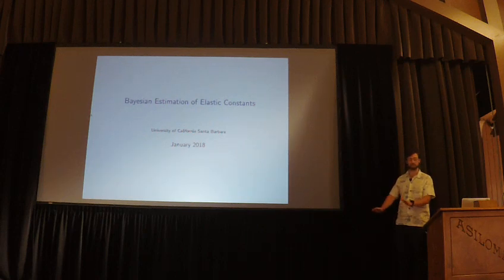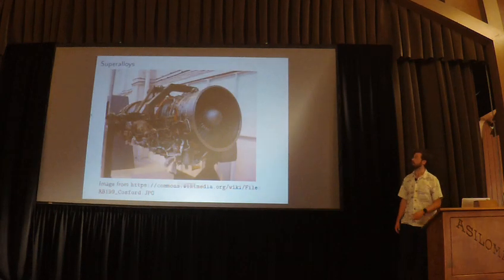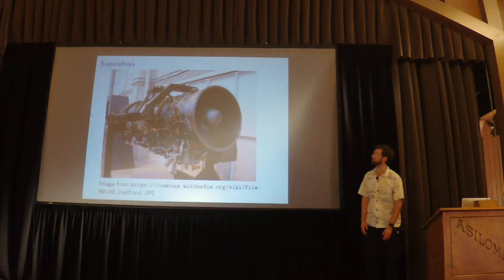Bayesian estimation of elastic constants. And the actual materials we're interested in are superalloys. And superalloys are basically the materials used to build jet engines. And so here's a picture of a jet engine. They're somewhat useful.